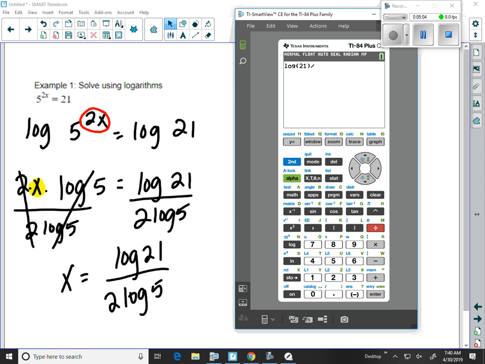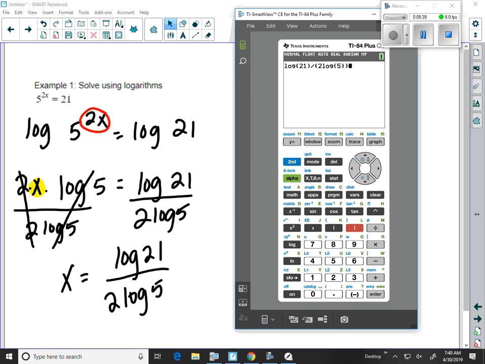What would happen is if you didn't start a parenthesis, and you went like this, your calculator is going to take log 21, then divide it by 2, and then multiply that answer by log 5. So you have to tell your calculator, I need parentheses here, because that whole denominator is what's getting divided. Your parentheses are really key when you're entering these in.